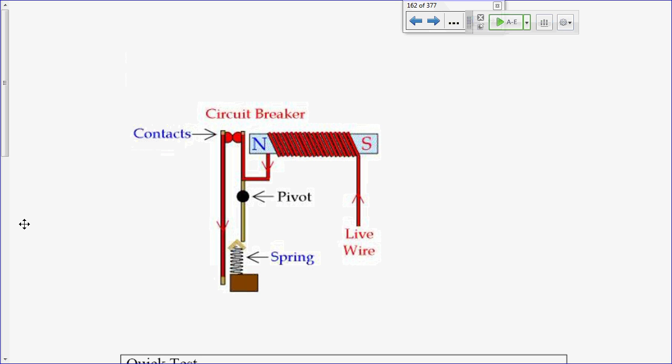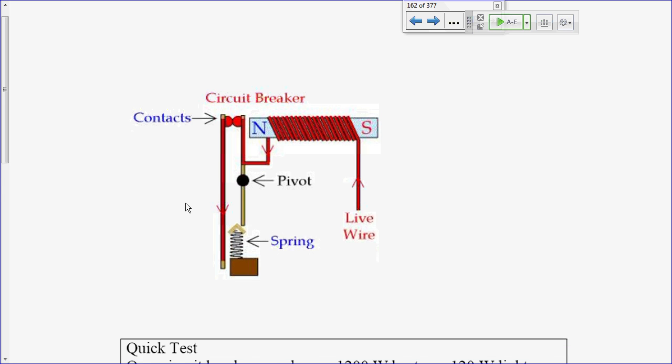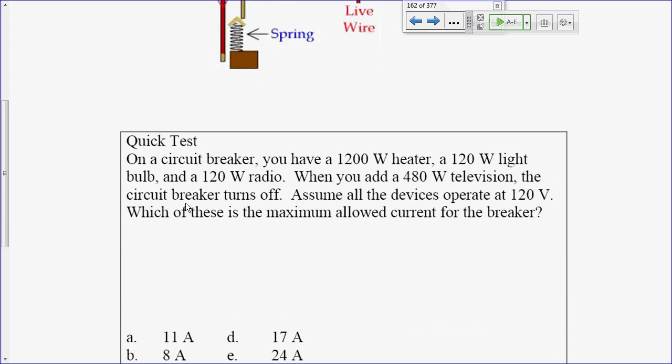So our current comes in here through this wire. It goes around this permanent magnet, and then it goes through these contacts. However, if I get too much current through here, it causes this permanent magnet to come out, to move, and it opens up that switch. You don't really need to know how the circuit breakers work, but just that they turn off when the current exceeds a particular amount. Let's try this quick test.